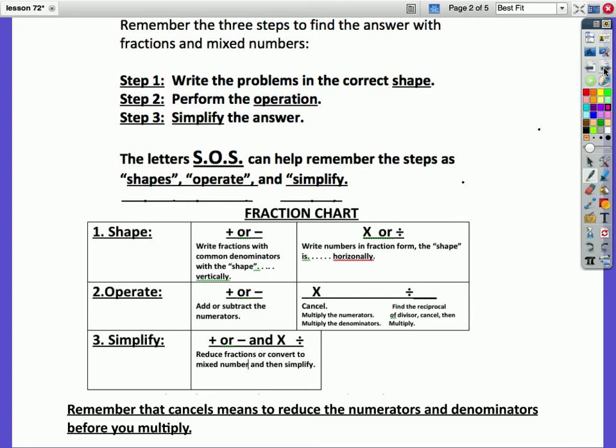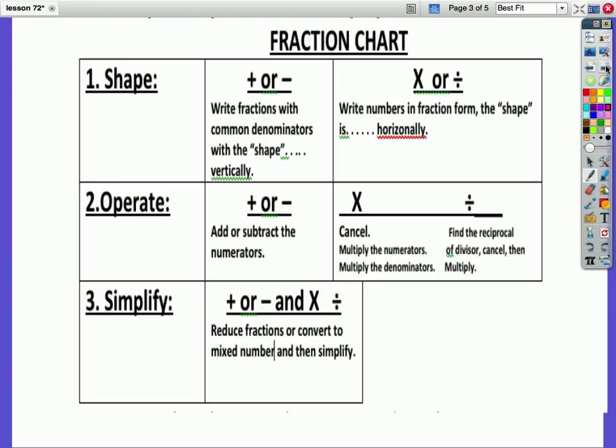Here's a fraction chart. I have a bigger one on the next page. Just remember that cancel means to reduce the numerators and denominators before you multiply. So if we're adding or subtracting, the shape is vertical, so up and down. It makes it easier. And we have to get common denominators. We'll add or subtract the numerators, and then we're going to reduce or convert to a mixed number and then simplify.